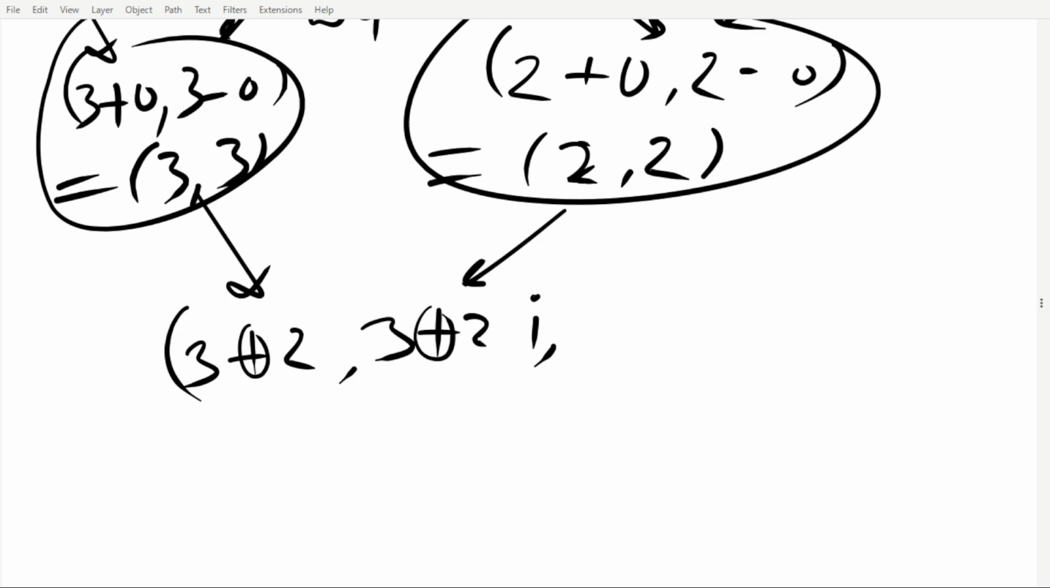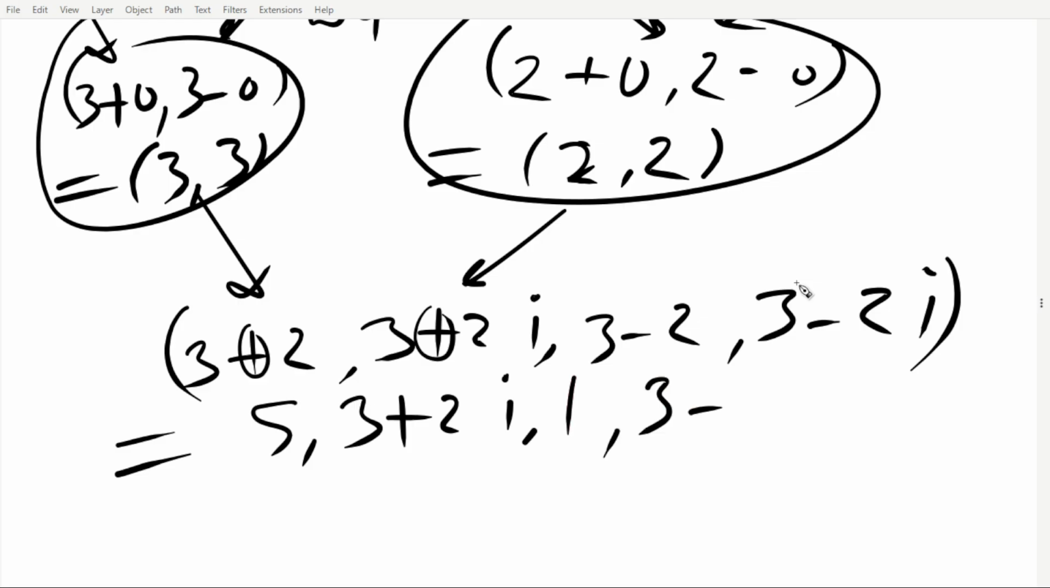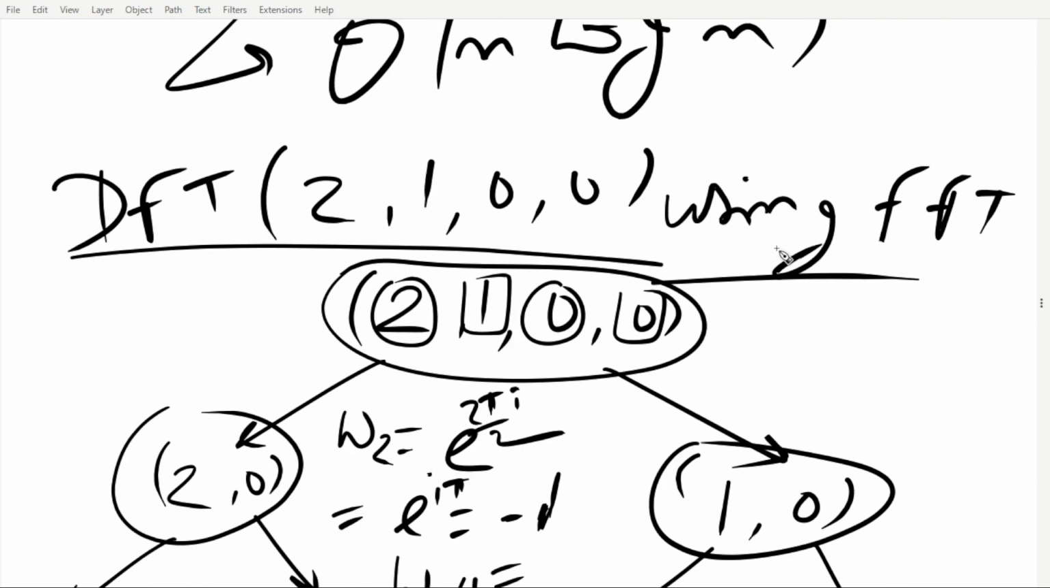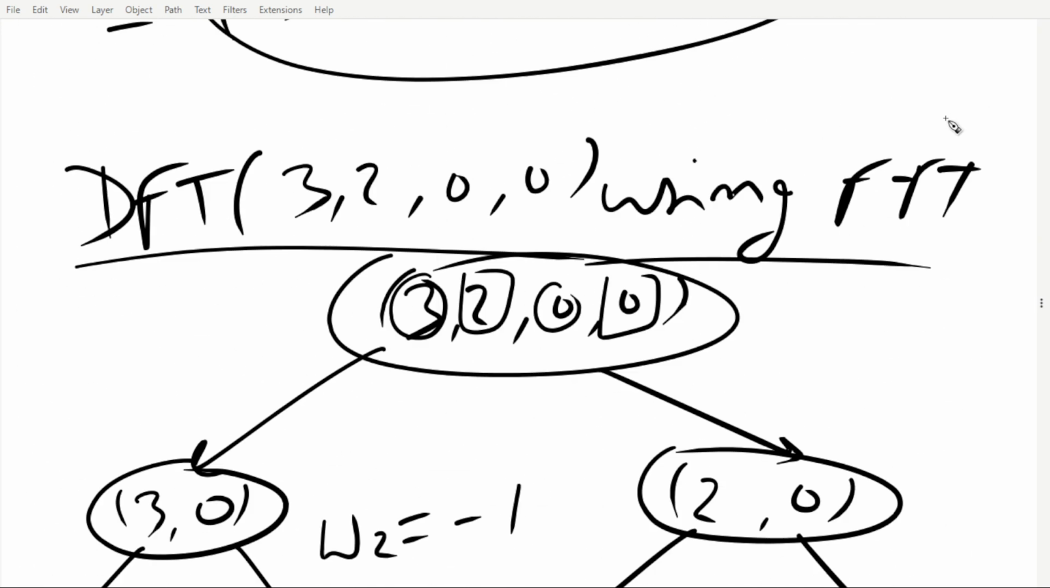Second half, just flip the sign, 3 minus 2, 3 minus 2i. Compute this as 5, 3 plus 2i, 1, 3 minus 2i. So now we get our DFT values. So step 1 is completed, step 2 is completed, now step 3.